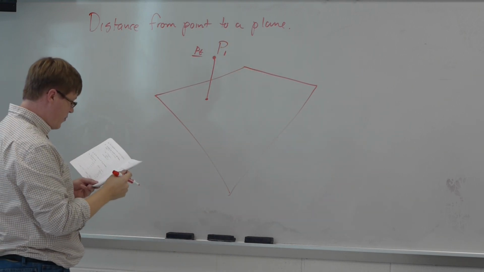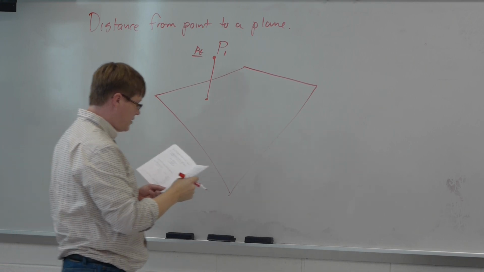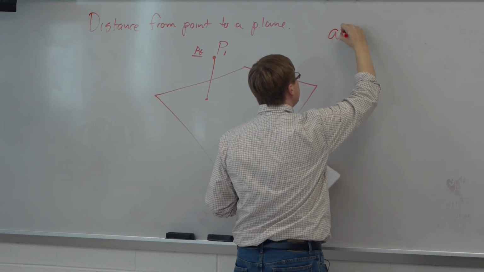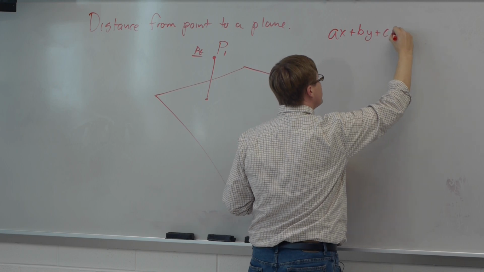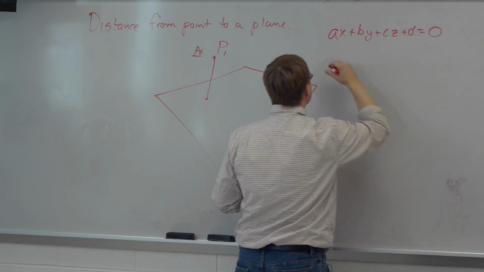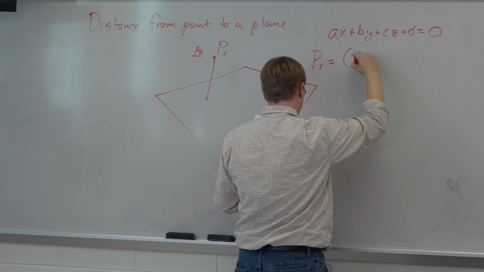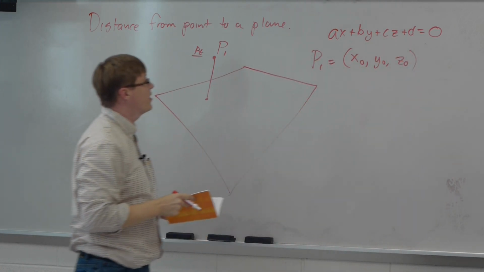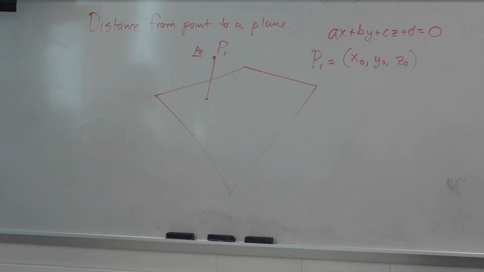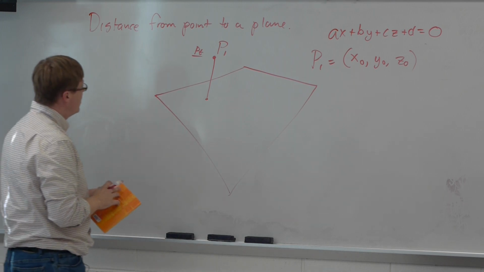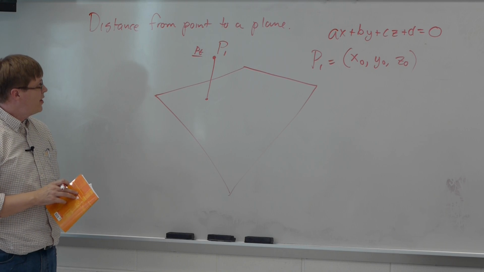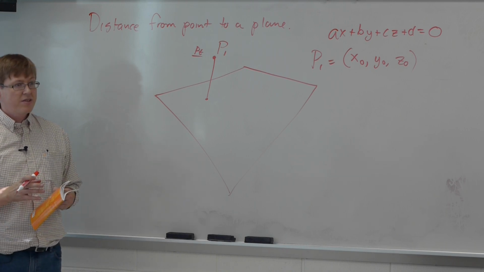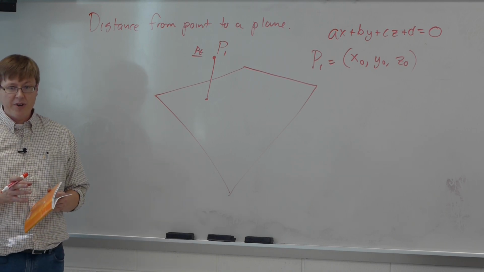And let's say my plane is given by this equation, ax plus by plus cz plus d equals 0, and my point is x0, y0, z0. Okay. So we'll use all those coordinates in our formula. Well, we can solve this problem with just a little bit of geometry.